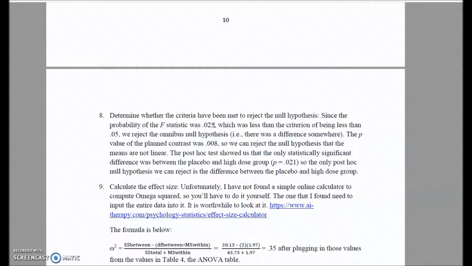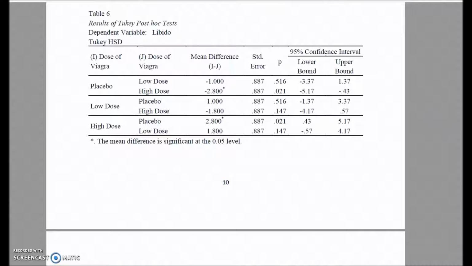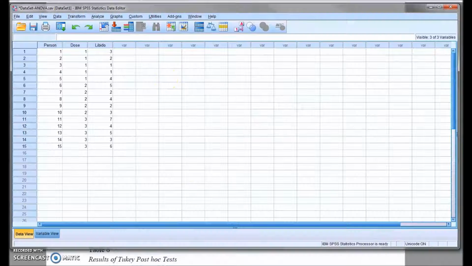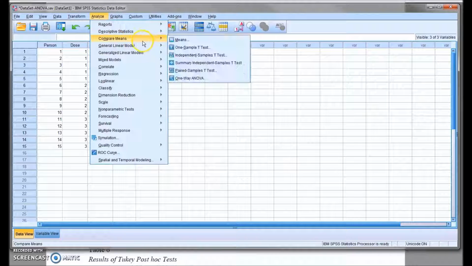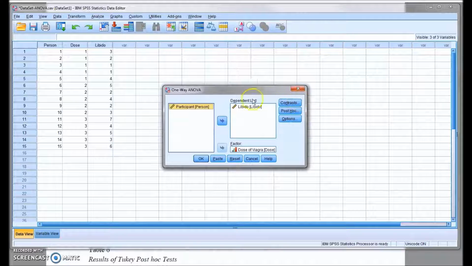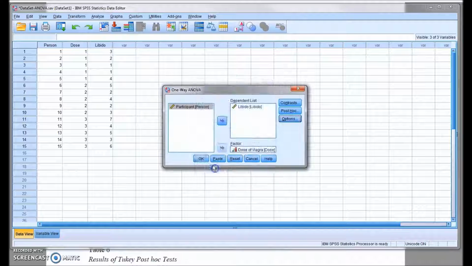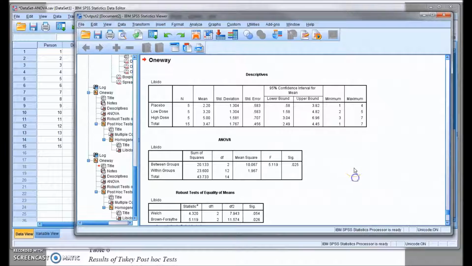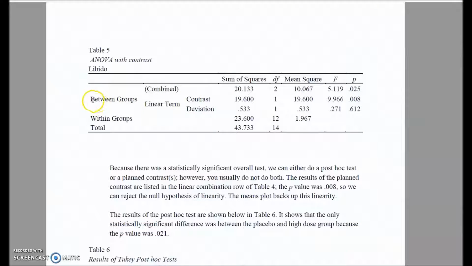Now, what if we want to look at the planned contrast? So let's look at the planned contrast. For planned contrast, we are going to compare means, one-way ANOVA. We have this. When we look at the options, I want to do these options which we've already done. And that table is actually already there. So this is the table.